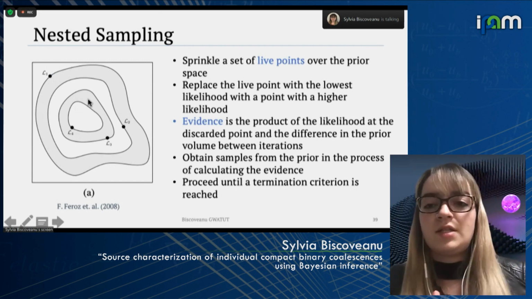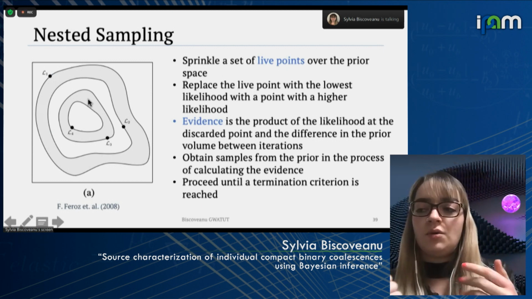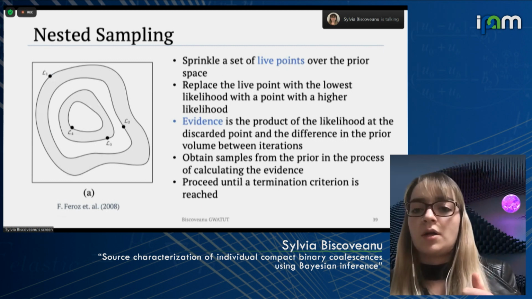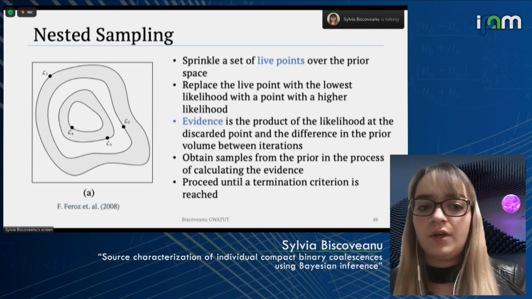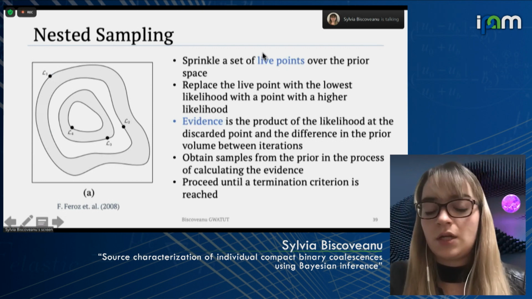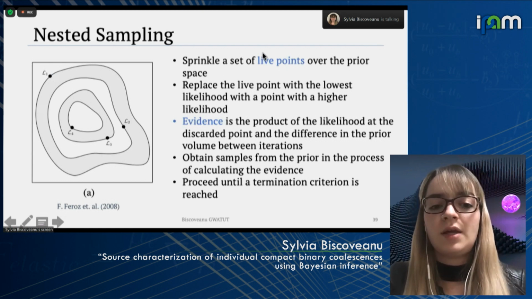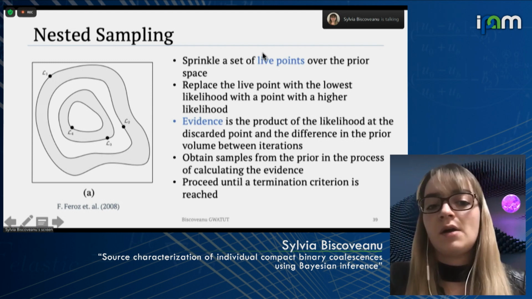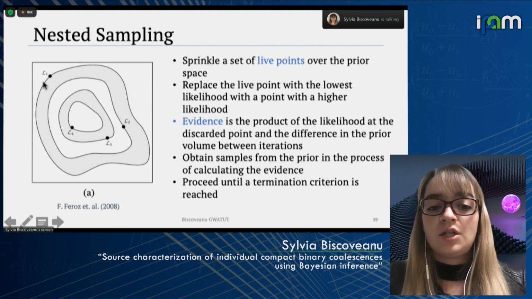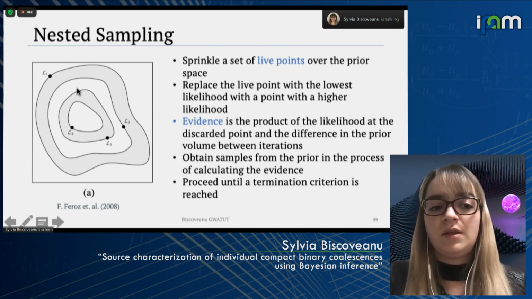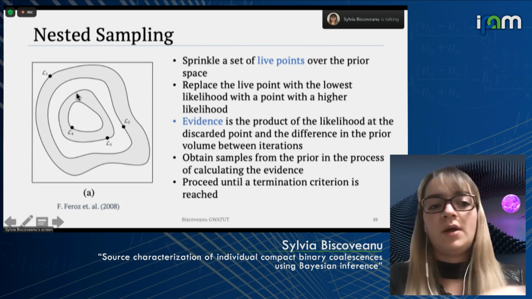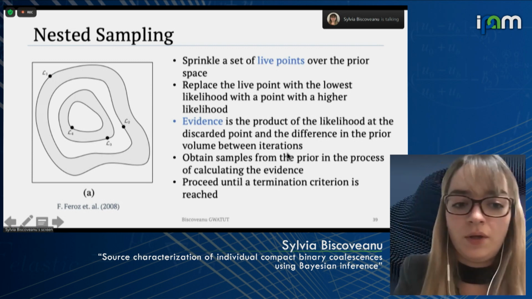And one of the downsides of MCMC is that while it gives you samples from the posterior, it doesn't calculate the evidence as a byproduct. So you would need to go through some additional computational steps to obtain the evidence if you're interested in model selection. While with nested sampling, the evidence just comes out of the algorithm. So here the evidence is the product of the likelihood at the discarded point and the difference in the prior volume between these iterations as you go through and replace the lowest likelihood point.